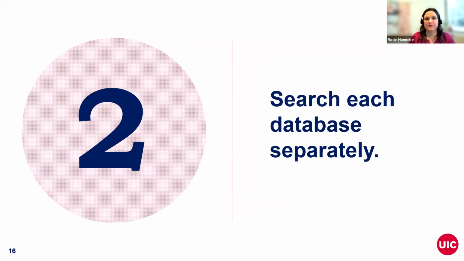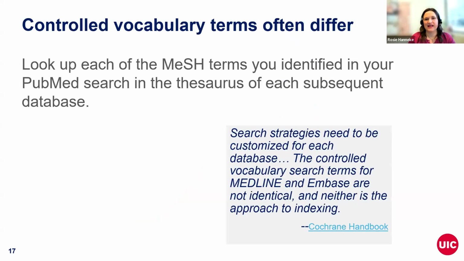Number two, search each database separately. Even though there are ways to combine databases and search them together, in the interest of full transparency, comprehensiveness, and reproducibility for the reader of your review, we're going to search each database separately. One major reason for that is that those controlled vocabulary terms differ from one database to another. So even if you can search Medline and PsycInfo through the same combined search in a given platform, it's not going to work properly because those two databases have different controlled vocabulary terms.